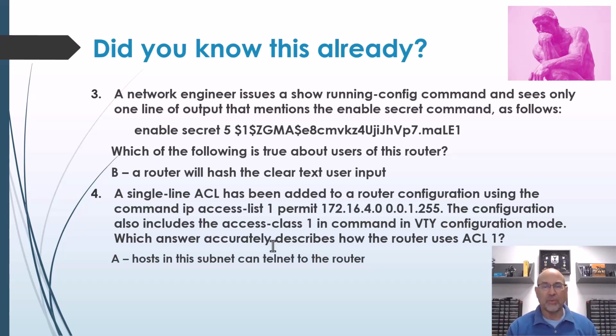Question number 4. A single line ACL has been added to a router configuration using the command ip access-list 1, 172.16.4.0, and then 0.0.1.255. The configuration also includes the access-class 1 command in the VTY configuration mode. Which answer accurately describes how the router uses ACL 1? So this was the indirection, so hosts in this subnet can telnet to the router.